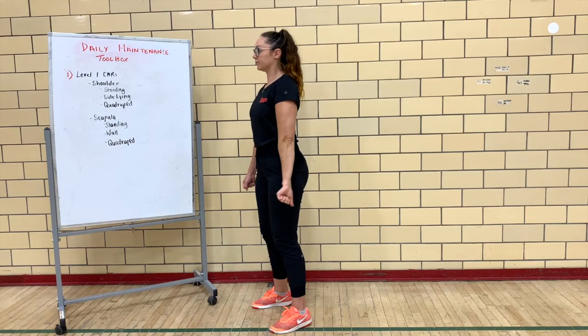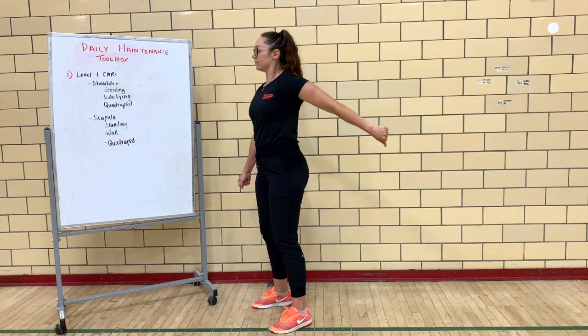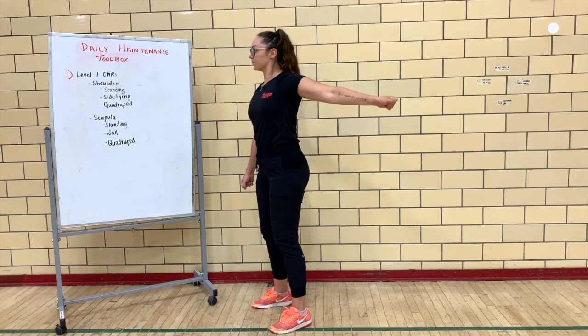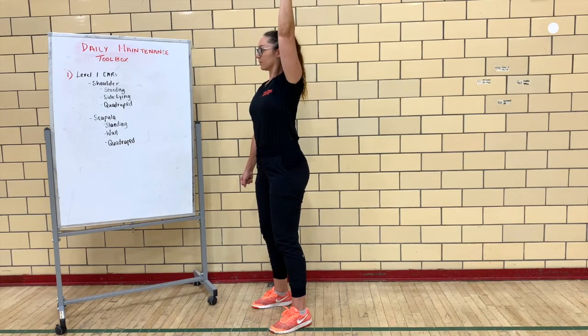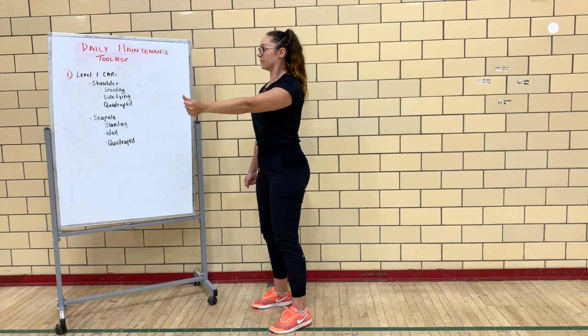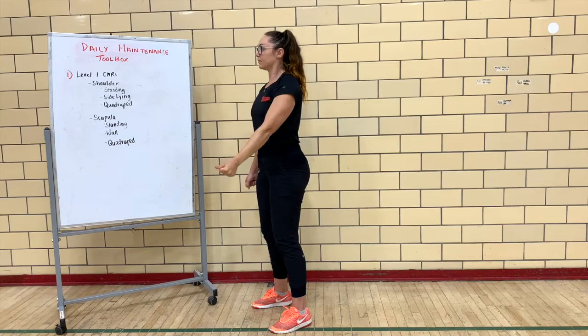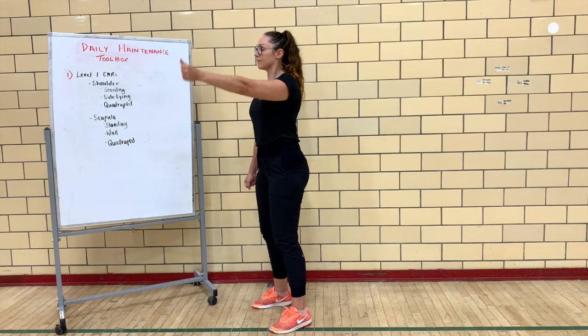Once I've reached this position, I push back into extension, gradually start to rotate back in and around as my arm reaches that overhead position, again keeping that strong and stable overhead position as I gently bring my arm back down to my side.